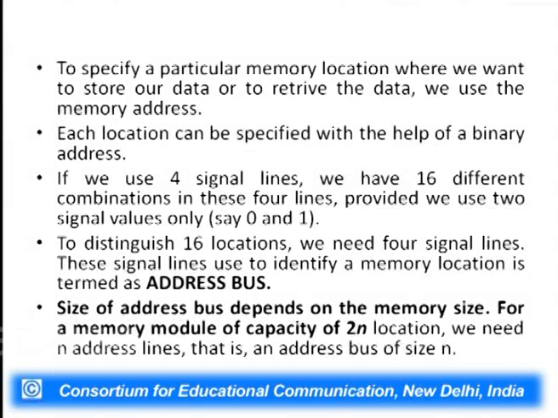Then based upon the signal line giving a 0 or a 1, a read or a write operation is to be performed, and based upon which operation is chosen, the data bus either fetches the data or reads the data from the memory, or it delivers the data to the memory, that is, writes the data to the memory. Now the size of the address bus again depends on the memory size. For a memory module of a capacity of 2^n locations, we need an n-bit address line, that is, the address bus is of the size n.